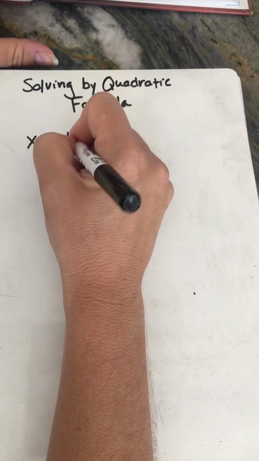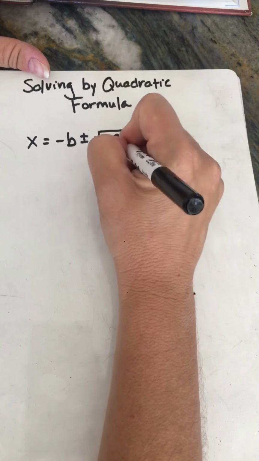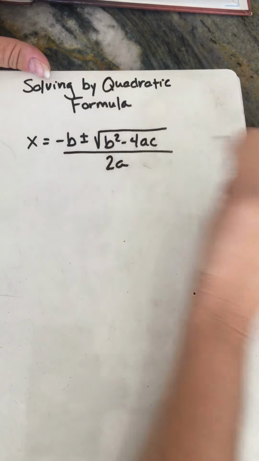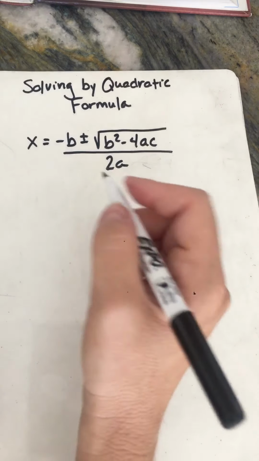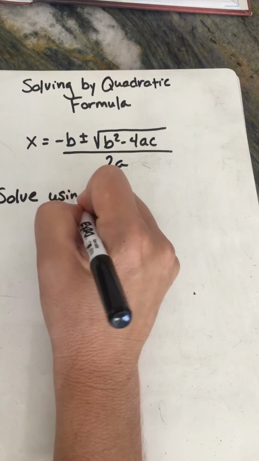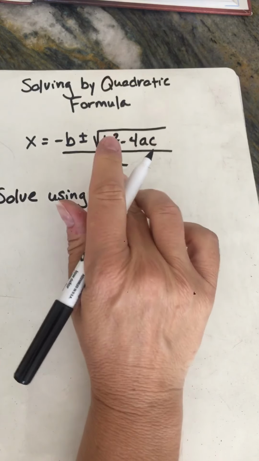x equals negative b plus or minus the square root of b squared minus 4ac, all over 2a, right? You all are singing it. I know it. So if we're going to use the quadratic formula, we're going to solve using the quadratic formula. That's supposed to be an F.